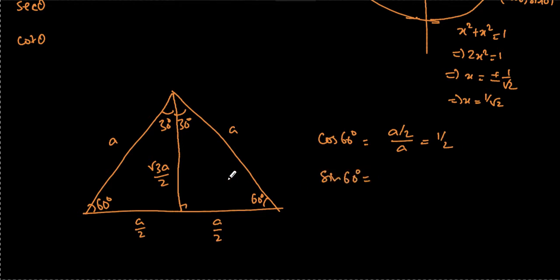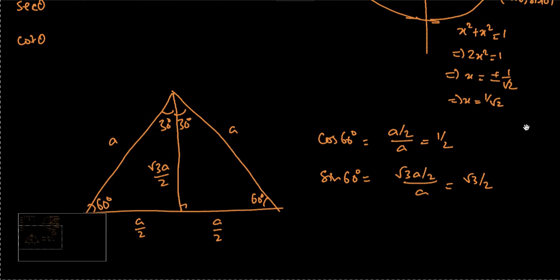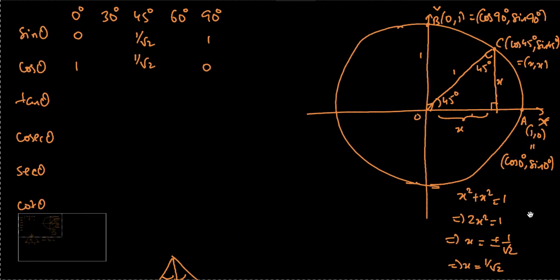Sin 60 degrees will be opposite by hypotenuse. So I get root 3a by 2 by a, or root 3 by 2. So we have cos 60 as half and sin 60 as root 3 by 2.